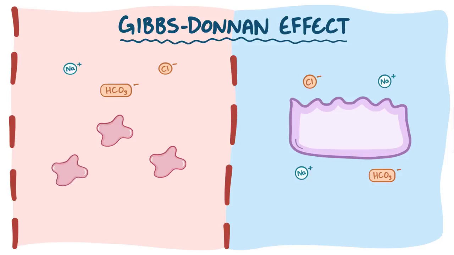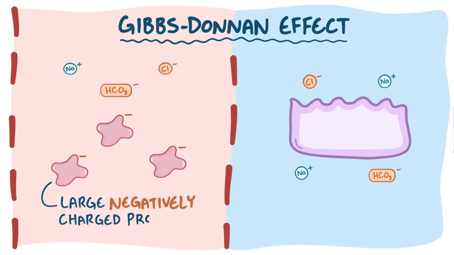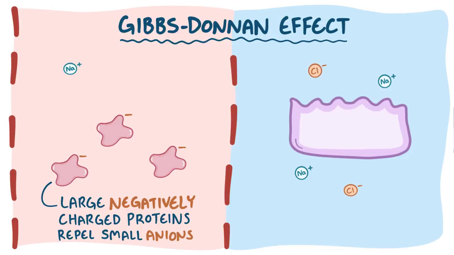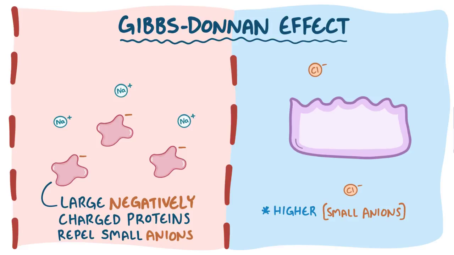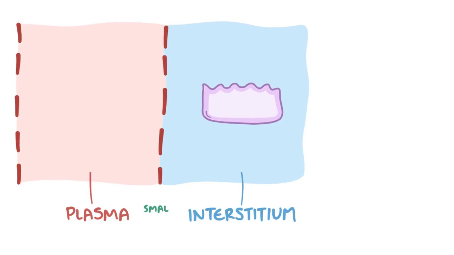The Gibbs-Donnan effect is when the abundance of negatively charged large proteins repels smaller anions into the interstitium while attracting small cations into the plasma. So compared to the plasma, interstitial fluid tends to have higher concentrations of small anions like chloride and lower concentrations of small cations like sodium. Ultimately, though, the difference between plasma and interstitial fluid is small.